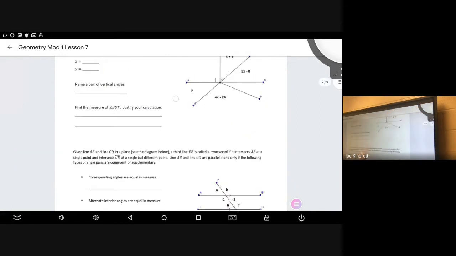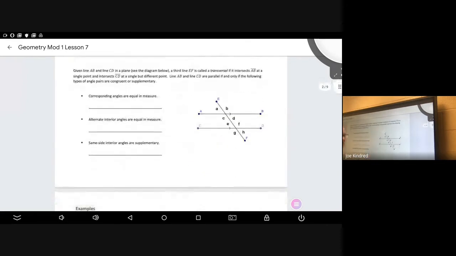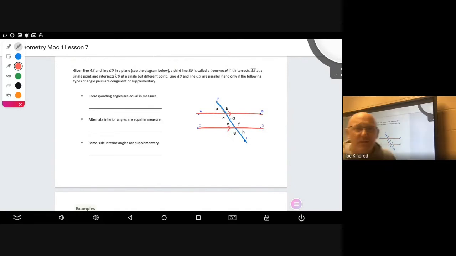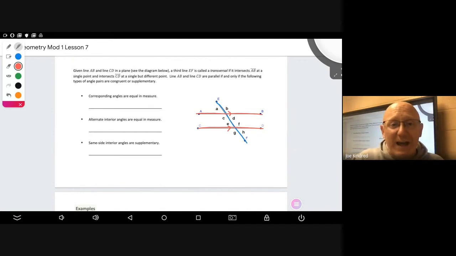Okay, we're back to the video, and we're going to look at some vocabulary. It says in the diagram to the right, given line AB and line CD in a plane, a third line EF is called the transversal. As we begin to use our math words, this is a transversal, whereas the two red lines are parallel. They never cross. You'll note these little marks right here mean parallel. The blue line intersects the two red lines, and therein lies where we're going to focus today.